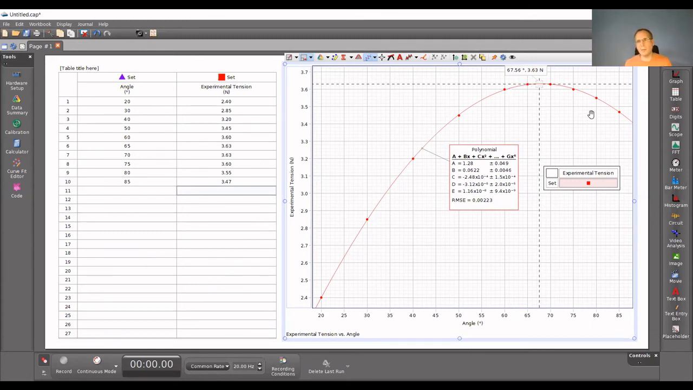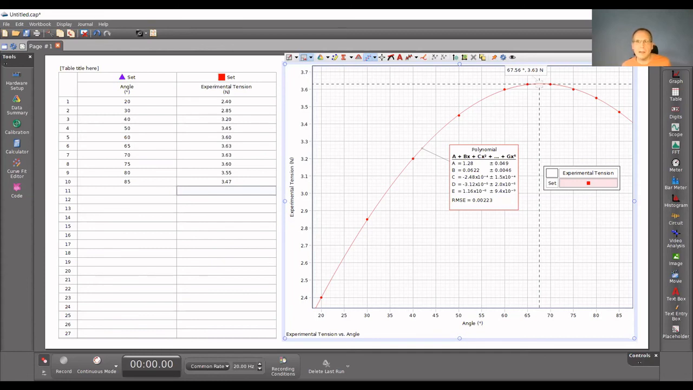And then the usual, you want to include this graph. Make sure you include this graph in your lab report. So you hover over the border, right click, copy display, and paste it into your group lab report. Okay, so you're going to do two graphs. You're going to do one for experimental tension and one for theoretical tension.